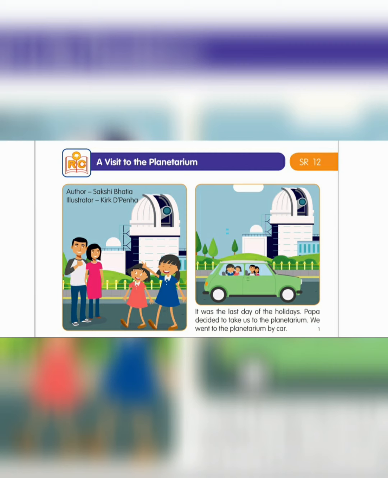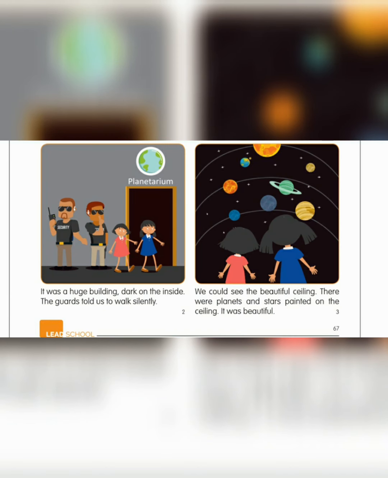It was the last day of the holidays. Papa decided to take us to the planetarium. We went to the planetarium by car. It was a huge building. Huge means big building, dark on the inside, and the guards told us to walk silently. Silently means quietly.